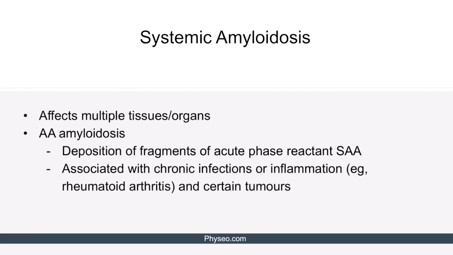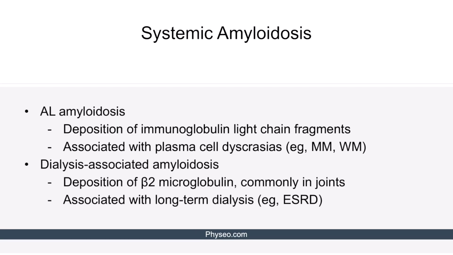Systemic amyloidosis affects multiple tissues or organs. We'll go through some common types. The first is amyloid A, or AA amyloidosis. It results from deposition of fragments of the acute phase reactant serum amyloid A, or SAA. It's associated with chronic infections or inflammation, such as rheumatoid arthritis, as well as certain tumors, such as renal cell carcinoma and Hodgkin lymphoma. The second type of systemic amyloidosis is AL amyloidosis.